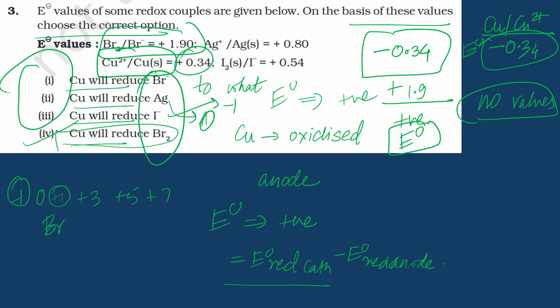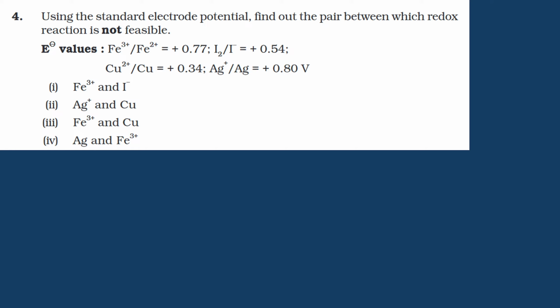अगले सवाल पे चला जाए. Question number 4. Using the standard electrode potential, find out the pair between which redox reaction is not feasible. This is one of those things, right? Not feasible. Okay, ठीक है.